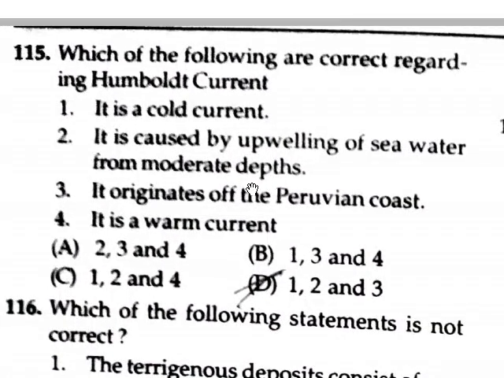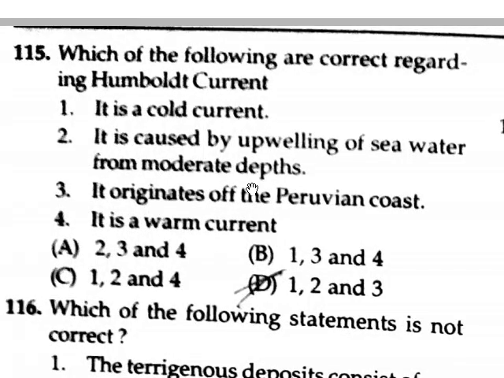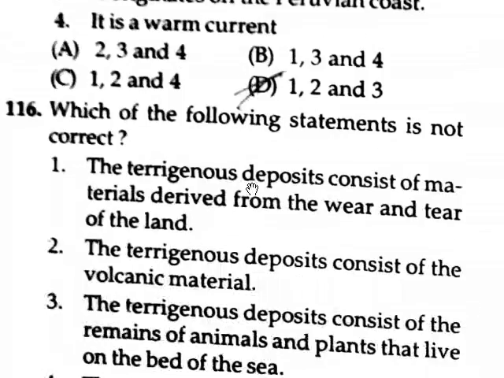Which of the following are correct regarding the Humboldt current? It is a cold current. It is caused by upwelling of seawater from moderate depths, and it originates off the Peruvian coast. So 1, 2 and 3 are correct. 4 is not correct.